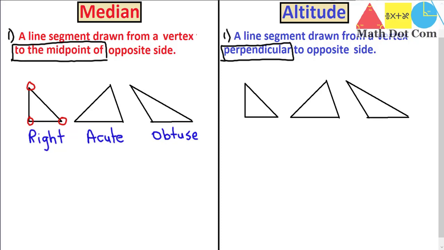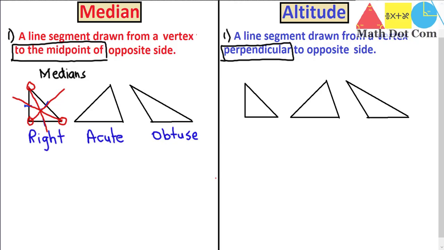So if I mark the midpoints of these sides, this is the midpoint of this side, and this is the midpoint of this side, I'll draw a line segment from the vertex to the midpoint, and another line segment from the vertex to the midpoint, and another from the vertex to the midpoint. These are called the medians of the right triangle. A triangle has a maximum of 3 medians because it has 3 vertices.